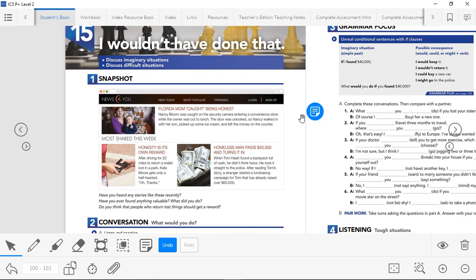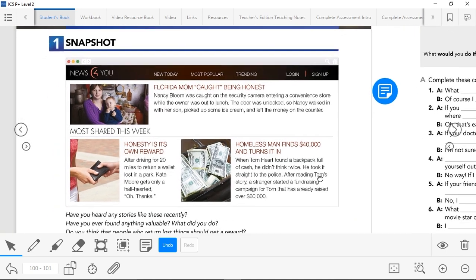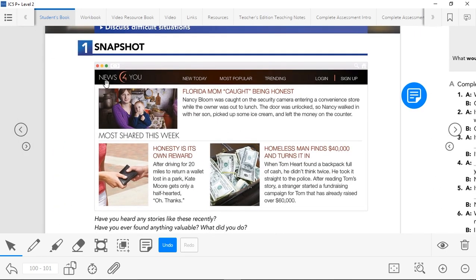I wouldn't have done that. They go hand in hand. And we're going to be seeing this in the grammar. But to start, we're going to be seeing this snapshot. Okay, so we have three different stories. Let's read them.